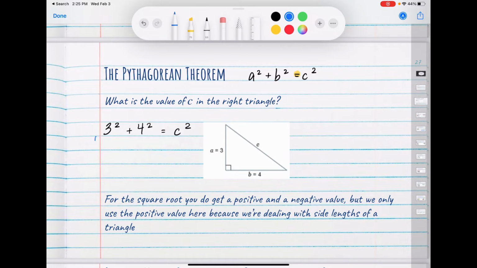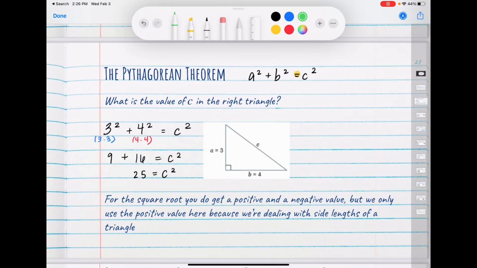Well, 3 squared basically means 3 times 3, which is 9. 4 squared basically means 4 times 4, which is 16, equals c squared. So 9 plus 16 is 25, equals c squared. Now I'm looking for c, not c squared. So how will I go about finding this?